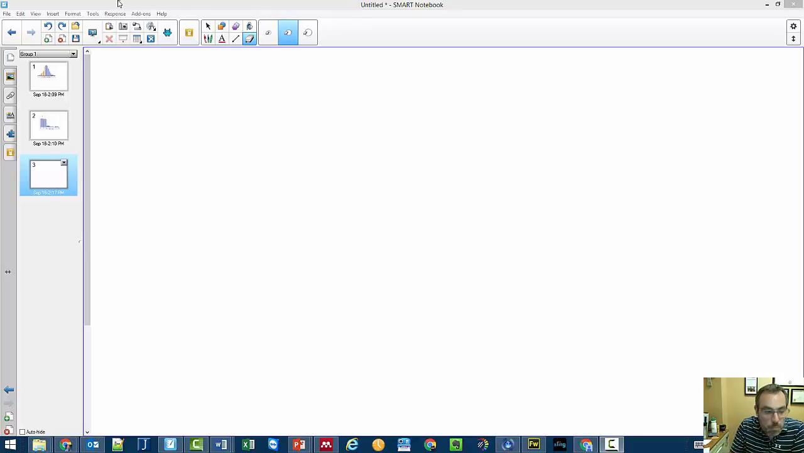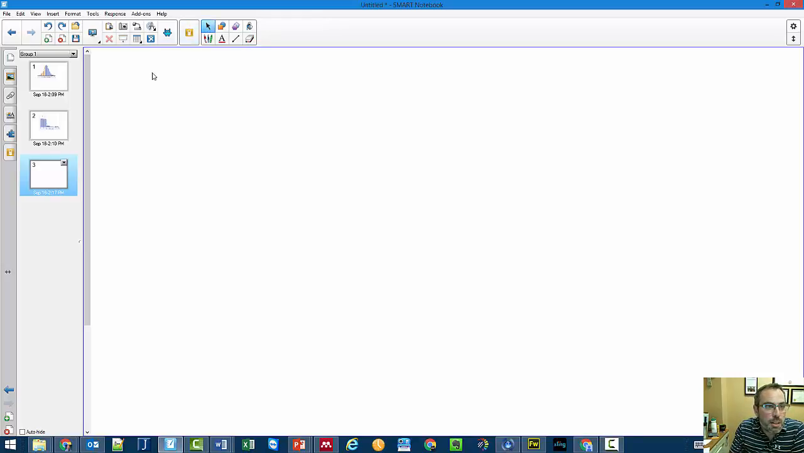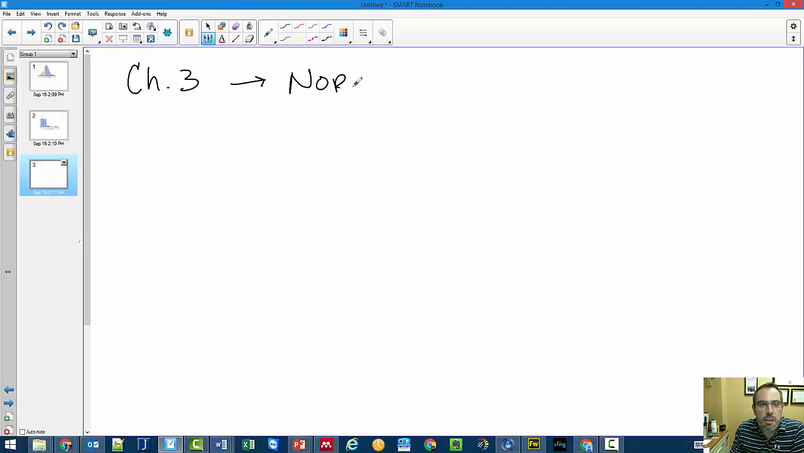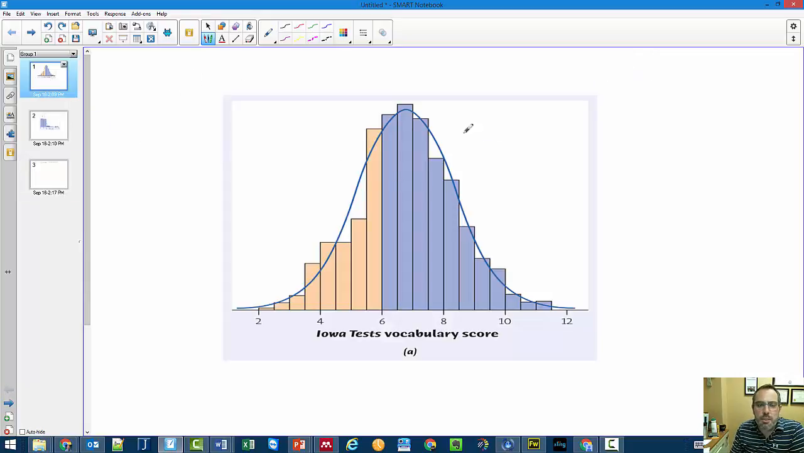Hey everyone, we are going to be taking a look now at chapter 3 in your text, which is going to work and focus on something that we've talked about a little bit already, and that is the normal distribution. We've seen already how we can take a histogram and start to look at its shape and see, well, this is pretty symmetric.